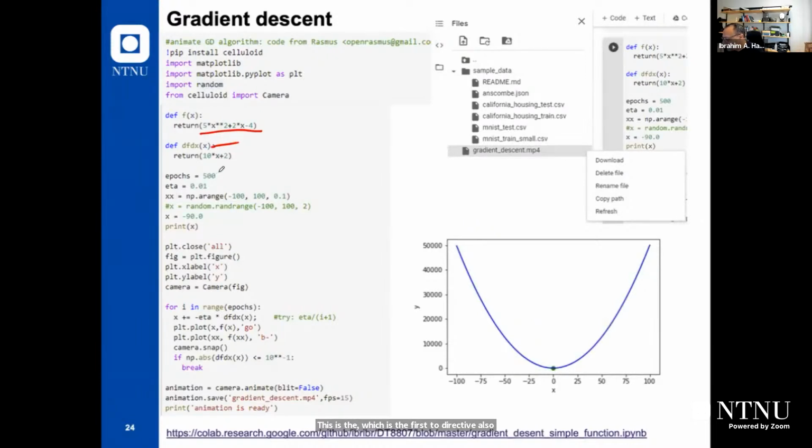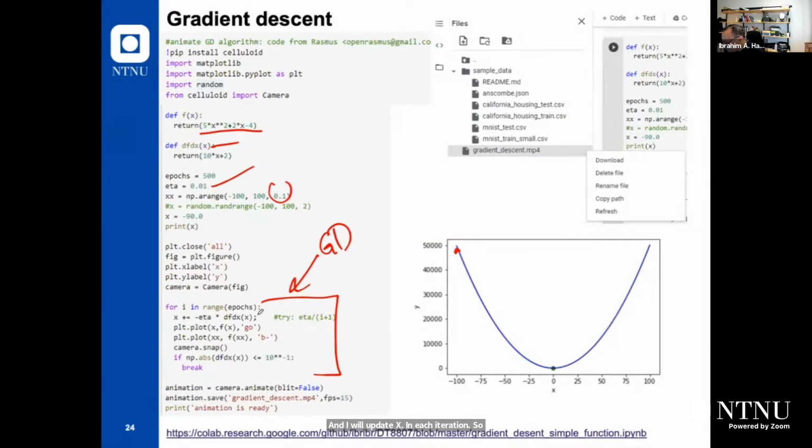I need to define the number of epochs and the learning rate. I mean, I need to plot it. So I'm selecting values for x from minus 100 to plus 100 using a step equal to 0.1, for example. And after that, I will try to simulate my function. And I will start from a point. So this is my gradient descent. I will start from some point here, correct? And I will update x in each iteration.